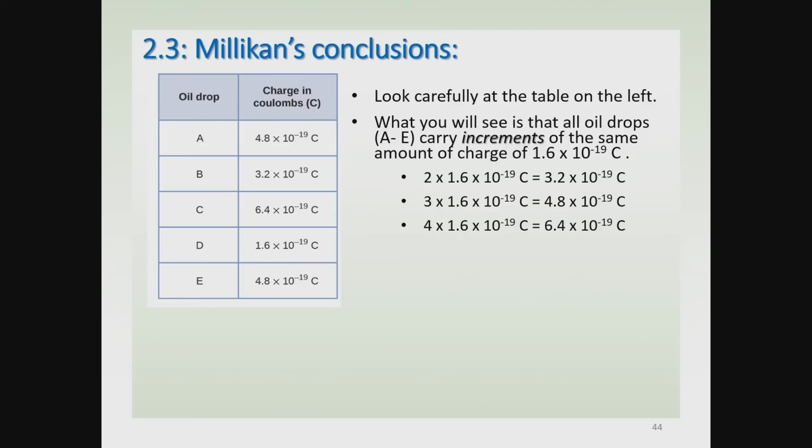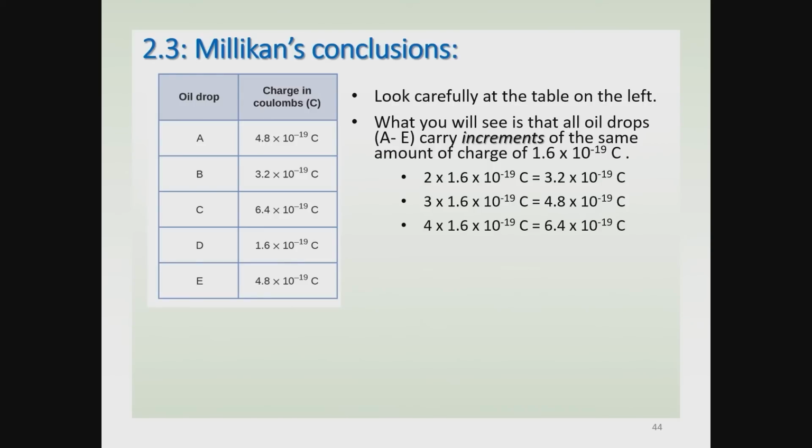The lowest value there is 1.6 times 10 to the negative 19 coulombs. And if you take that number, multiply it by 2, you get 3.2 times 10 to the negative 19 coulombs, which is seen on an oil droplet. And if you multiply it by higher integers, you would see those represented on the chart as well. So what that told Millikan is that the charge on these oil droplets is in discrete integral values, and that they're all multiplied from one base value. That base value is 1.6 times 10 to the negative 19 coulombs.